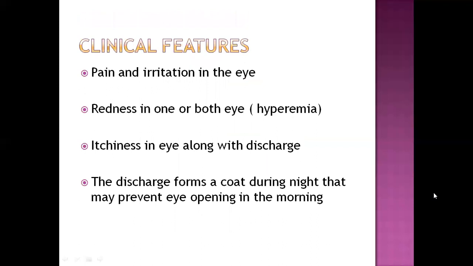Clinical features are pain and irritation in the eye, redness in one or both eyes, which is called hyperemia, and itchiness in the eye along with discharge. The discharge forms a coat during the night that may prevent eye opening in the morning. The discharge that we could see in the previous diagram forms a coat during the night, because of which, after waking up, for some time the person might not be able to open the eye easily.